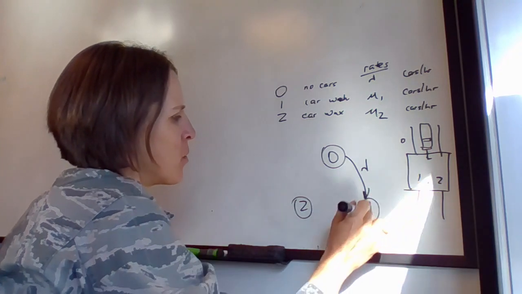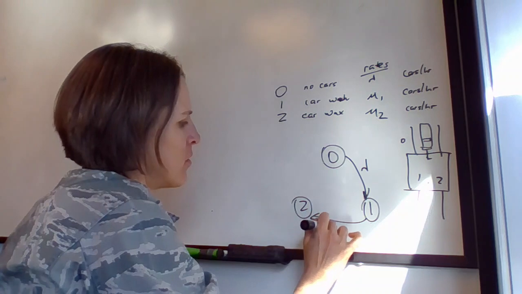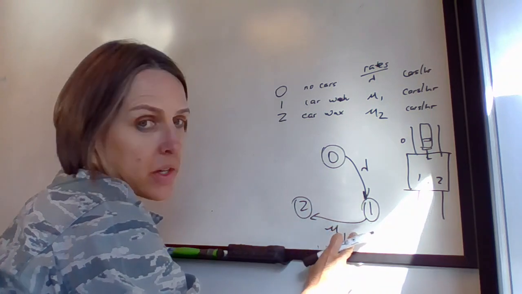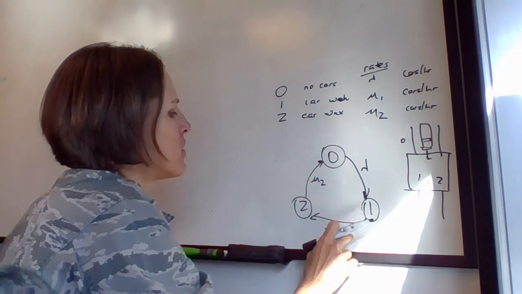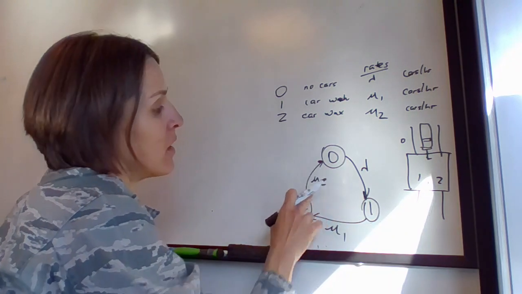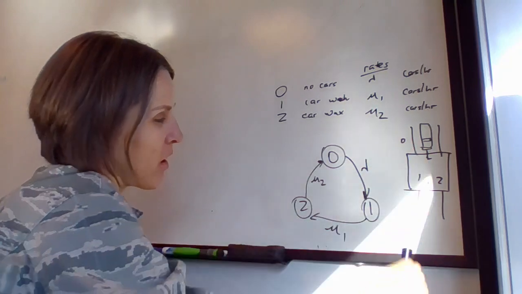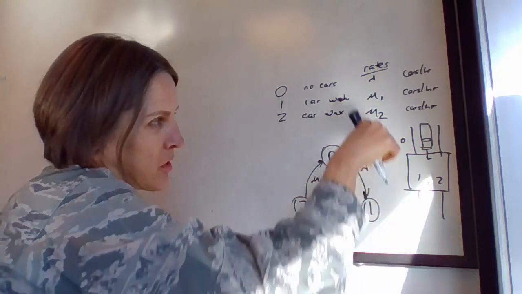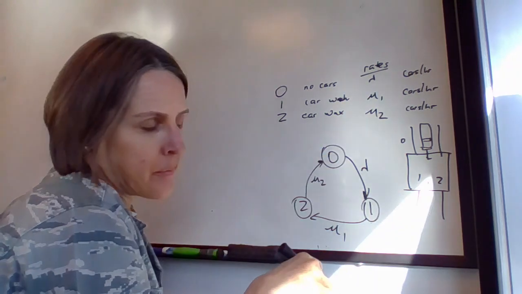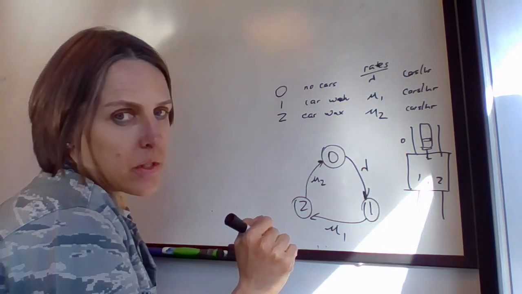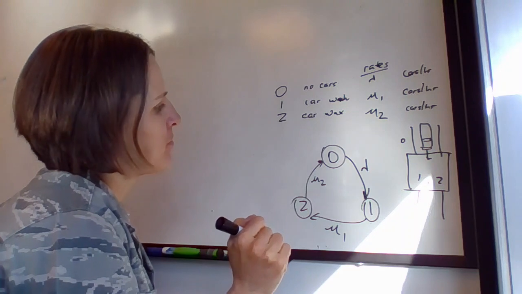This is the wax. There's a rate of mu1 cars per hour getting washed, and mu2 per hour getting waxed, at which point the car exits. We're going to assume no queuing, that cars only come in when there's no line. So there's a real simple Markov chain right there.